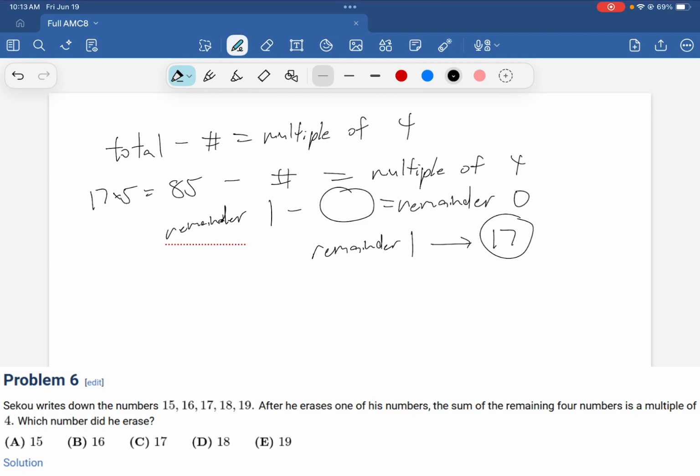In more formal mathematics, we call this modular arithmetic. So we say 85 is 1 mod 4. This multiple of 4 is 0 mod 4. And 17 is also 1 mod 4.